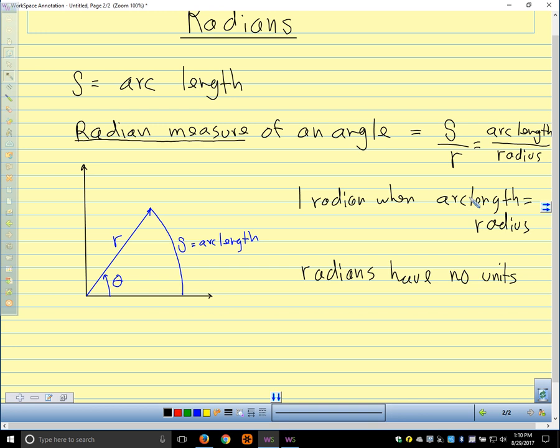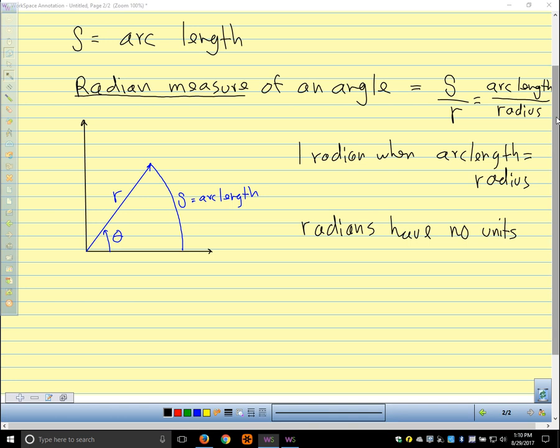Well, why are radians a little more natural way of measuring angles? Let's dig down into that a little bit. What do we call the arc length when we go all the way around a circle? The circumference. For one full circle, the arc length equals the circumference. And for circles, we have this relationship between the circumference and the diameter. That relationship is the number pi.